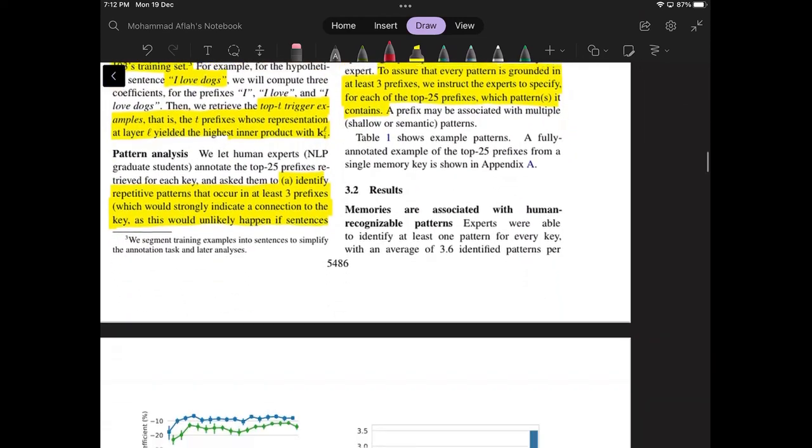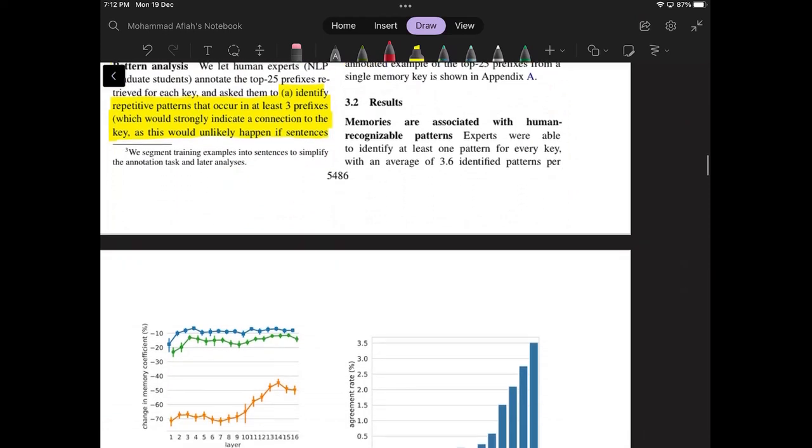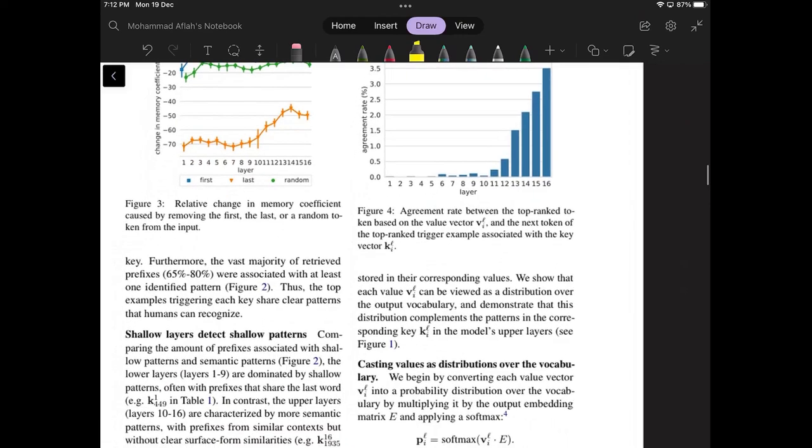So the results: memories are associated with human-recognizable patterns. Experts were able to identify at least one pattern for every key, with an average of 3.6 identified patterns per key. Furthermore, the vast majority of retrieved prefixes were associated with at least one identified pattern. Thus, the top examples triggering each key share clear patterns that humans can recognize.